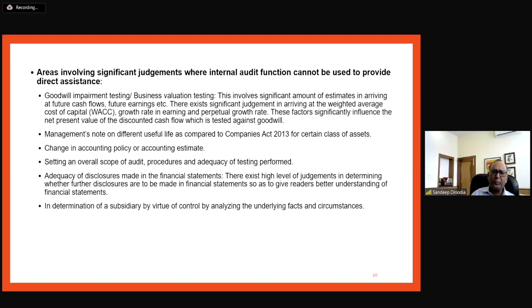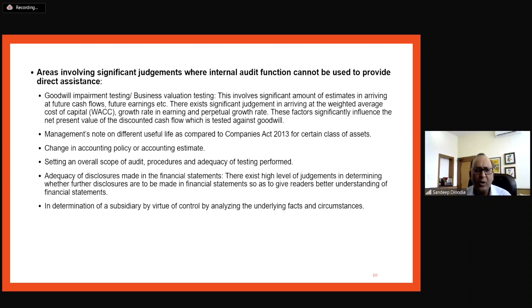Setting an overall scope of audit procedures and adequacy of testing performed. When we are planning the audit and deciding on the overall scope of the audit procedures and adequacy of testing, we should do it independently, based on our own assessment of the entity, and not rely on the internal auditor for this purpose. Adequacy of disclosures made in financial statements. There exists a high level of judgment in determining whether disclosures are to be made in financial statements so as to give readers a better understanding of the financial statements, and this responsibility remains with the external auditor only.